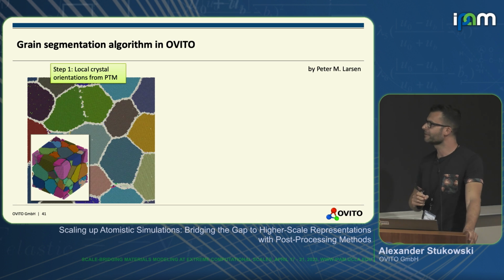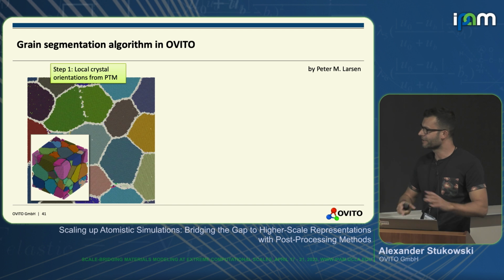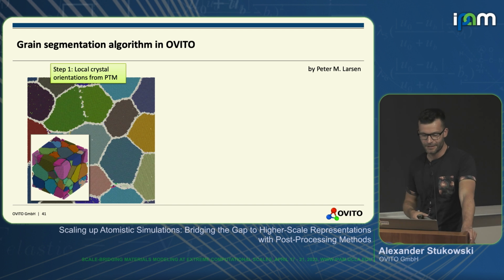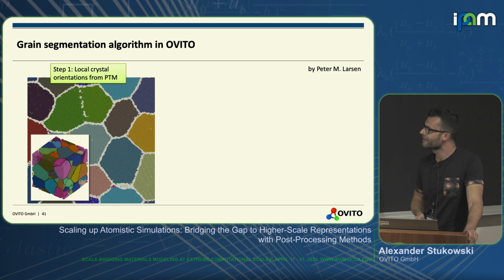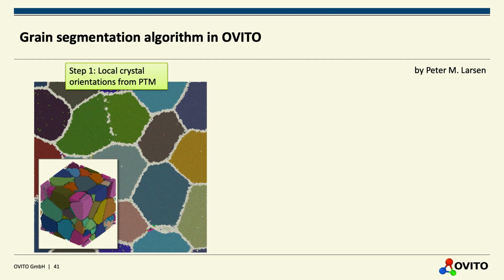Another example I want to show is grain segmentation. That's something that was mentioned earlier. In OVITO, we have the grain segmentation function, which can decompose a polycrystal into crystallites. So the different colors here represent different crystal orientations that can be calculated locally using the PTM method. And this grain segmentation algorithm is designed to even resolve these low-angle grain boundaries, where you only have a very low contrast between the neighboring grains.